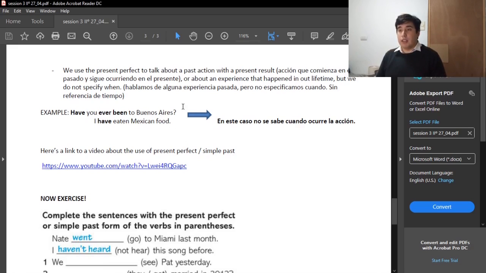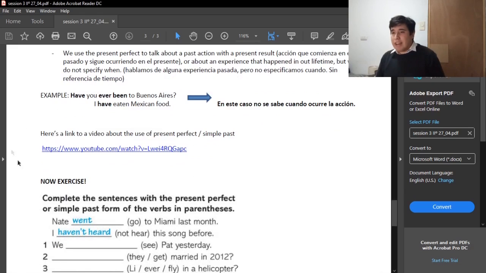Again, no nos estamos preguntando when. No queremos saber cuándo exactamente pasó eso. We want to know if you have done it. Queremos saber si lo has hecho o no. Very nice. Here you have a link to a YouTube video that will explain this difference between the present perfect and the past simple in a more easy and comprehensible way.